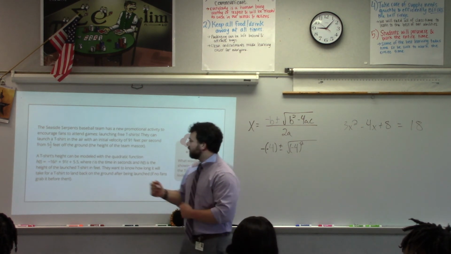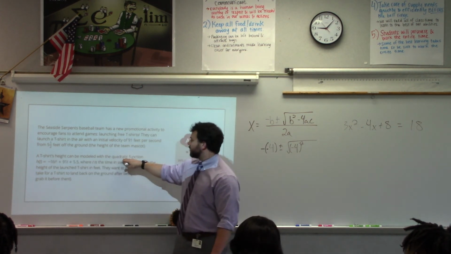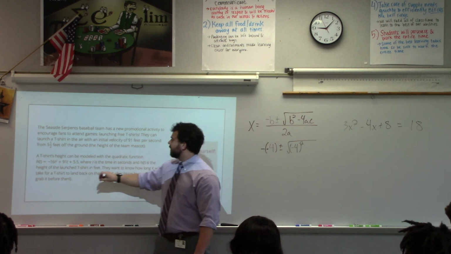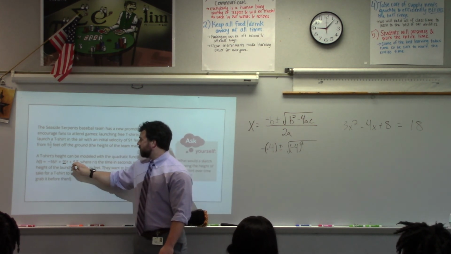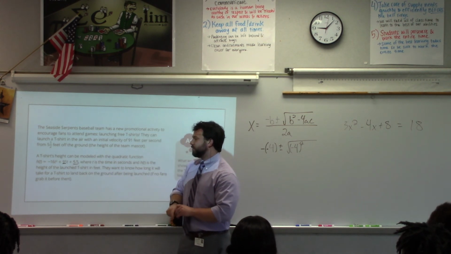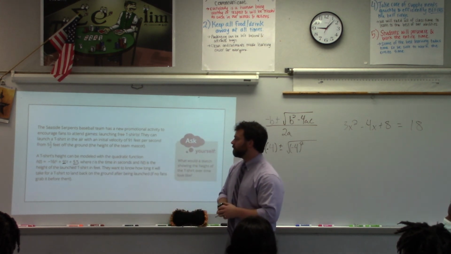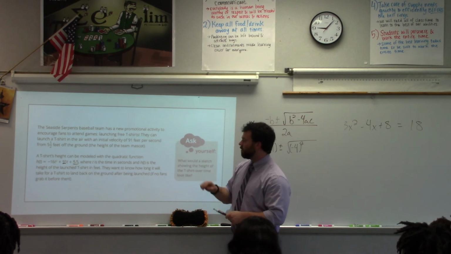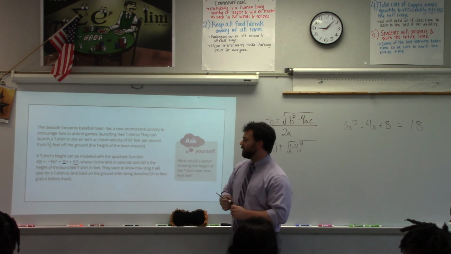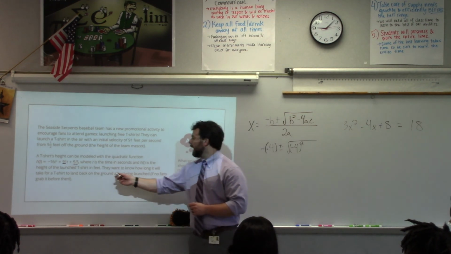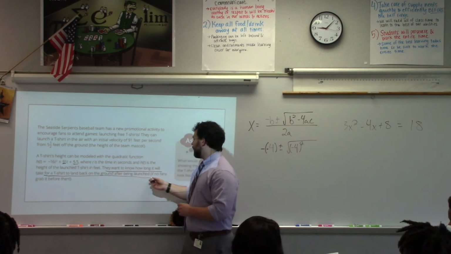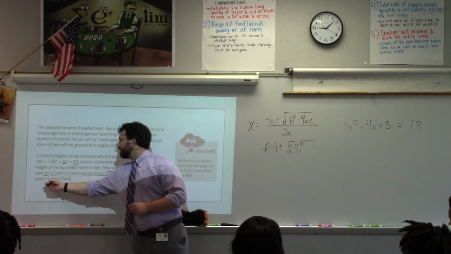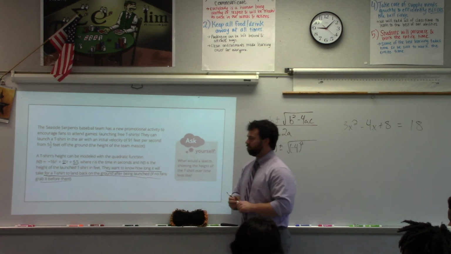So, they've given all that information here to start us off, and they've given us this equation that can be modeled with a quadratic function. Notice the 91 shows up here, the 5.5 here. Don't stress about all those numbers. If I ever ask you to do anything, I'll give you the equation. What I need us to focus on is where it says t is the time in seconds and h of t is the height of the launched t-shirt in feet. They want to know how long it will take for a t-shirt to land back on the ground after being launched if no fans grab it before then.